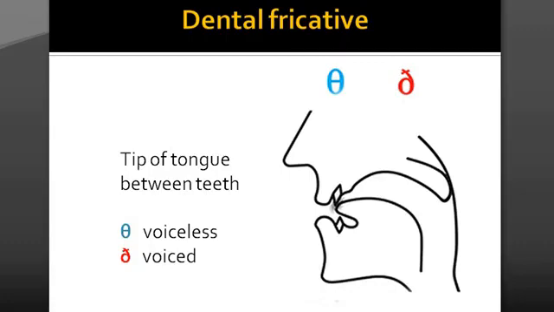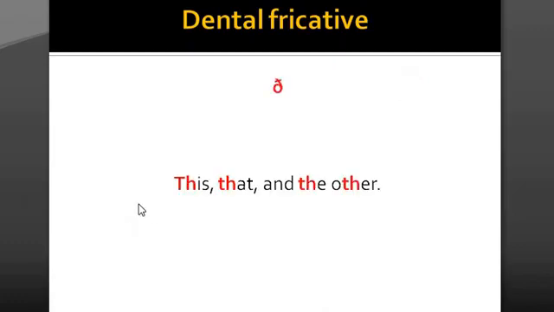So we're talking about th, and this is voiceless. Next, let's try the voiced sound. This is a consonant pair. We pronounce them the same way. We do the same thing with our mouth. But when we say the voiced one, there's a bit of vibration in the larynx, in the vocal cords.